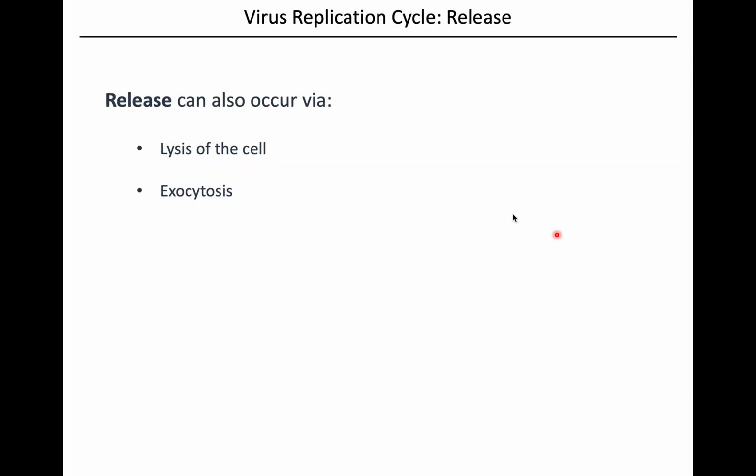So in addition to budding, you could also get release just by lysis of the cell. So sometimes virions will accumulate to such a high level inside an infected cell that the cell will actually burst open, killing that cell. Or it could happen by exocytosis. The main distinction between exocytosis and budding would be that in exocytosis, usually the virion would be inside a vesicle inside the cell. Then that vesicle is going to fuse with the plasma membrane, releasing the virion.